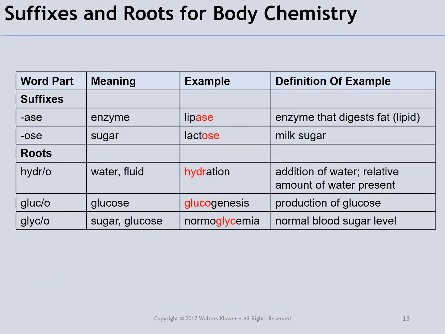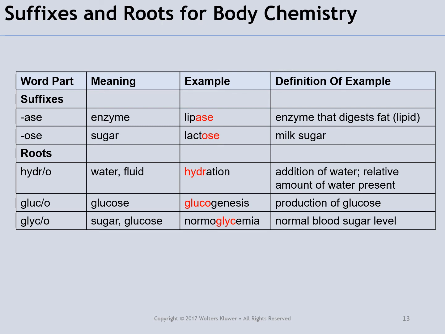A few suffixes that you'll see when we talk about chemistry. Anything that ends in ase, A-S-E, is an enzyme. Anything that ends in ose is a sugar. Hydro refers to water. Hopefully that's fairly familiar. You hear about dehydration or rehydration.